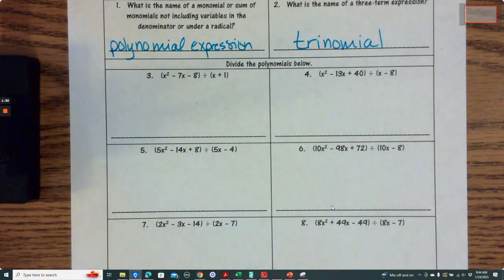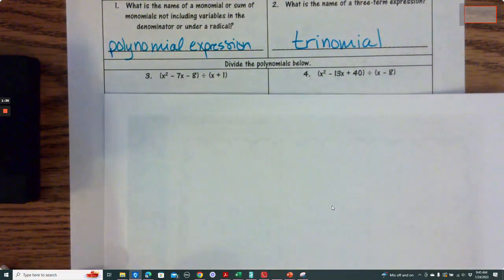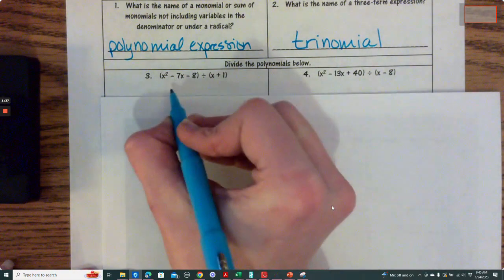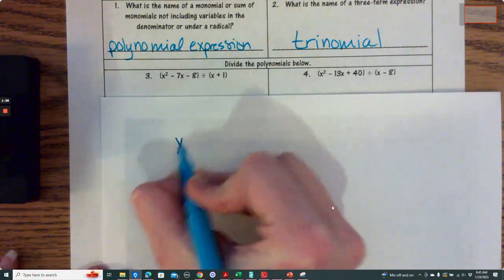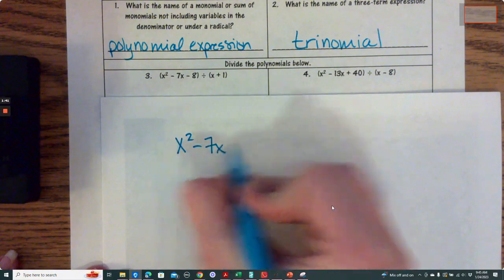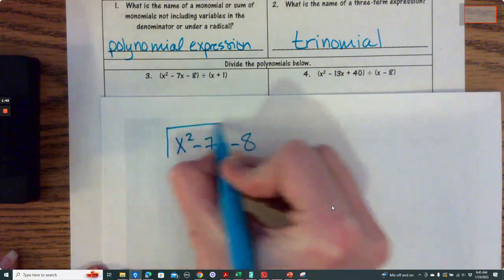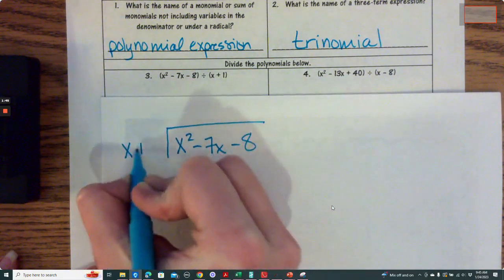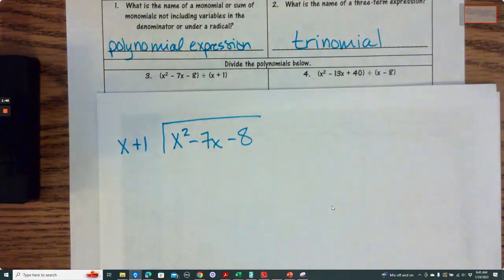So what we're going to do is we're going to set them up like regular old division. So whatever comes first goes underneath the box. Okay? And then whatever comes second goes outside the box.